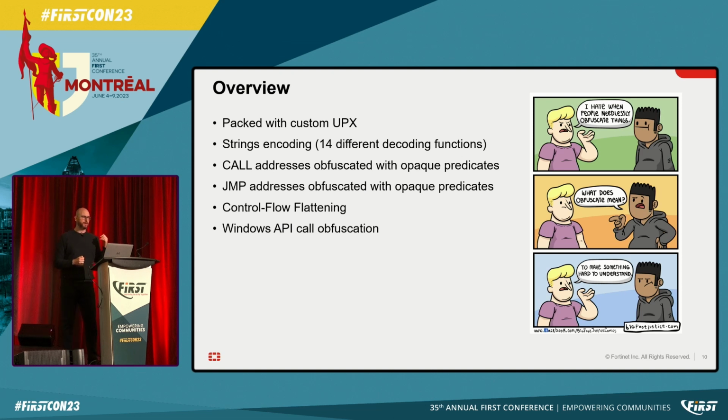There was call address obfuscation with opaque predicates and jump address obfuscation similarly, which I will talk about in the next slide. And then control flow flattening and also Windows API call obfuscation. So there were a bunch of annoying things generally.